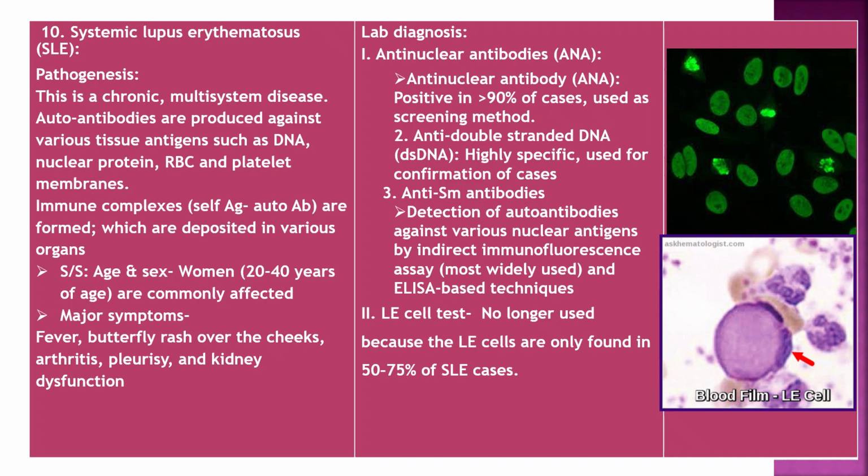Systemic lupus erythematosus, so we'll see it in detail. Pathogenesis: it is a chronic multisystem disease. Autoantibodies are produced against various tissue antigens such as DNA, nuclear protein, RBC and platelet membranes. Immune complexes of self-antigen and autoantibody are formed, which are deposited in various organs.